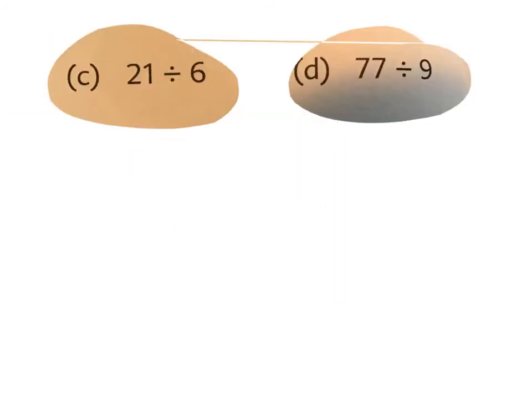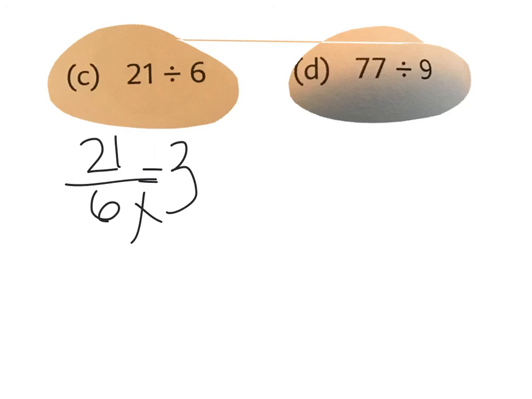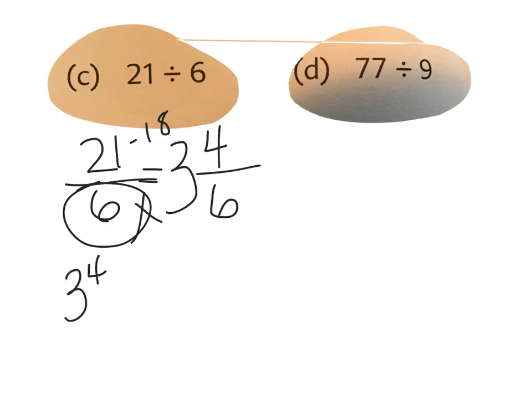All right, now for C, 21 divided by 6. How many times does 6 go in evenly without going over? 6, 12, 18, 24, can't go in 4, so it goes in 3 times. 6 times 3 is 18, so take away 18. You have 3 pieces left over. Denominator stays the same. Now I'm sure some of you are saying, but Ms. Berger, you need to reduce that. Yep.